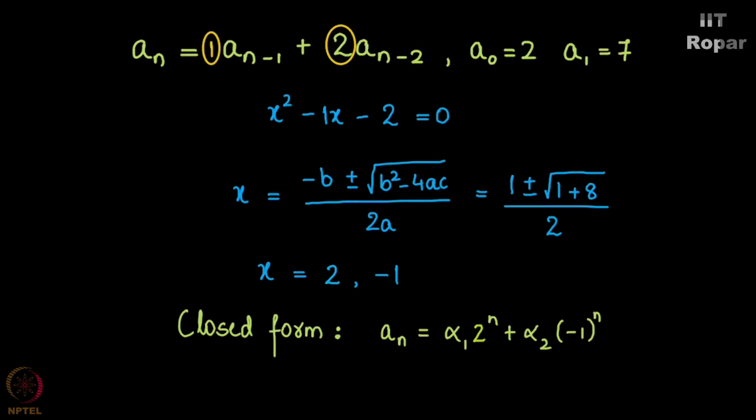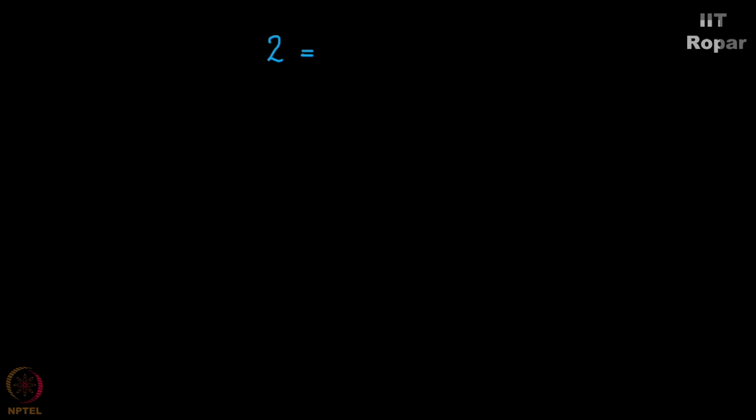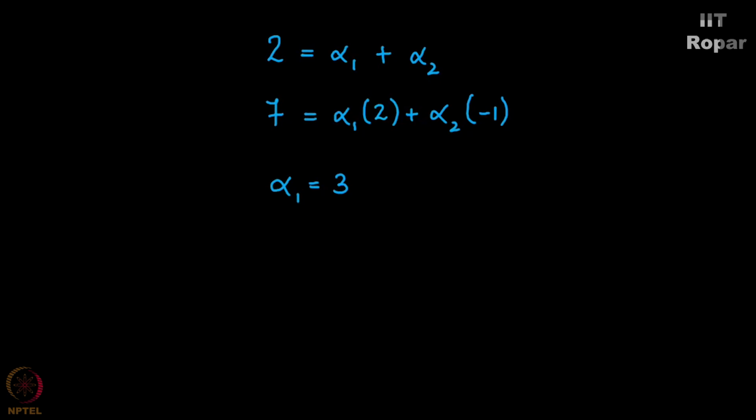Correct? Now, what are these alpha 1s doing here? What are those constants? Now look at this. We have a_0 equals 2 and a_1 equals 7. Plugging that in, you can find out what is alpha. How do we do that? a_0 is 2, and 2 will be equal to alpha 1 plus alpha 2 whenever you plug in n equals 0. Correct? 2 equals alpha 1 plus alpha 2. Similarly, a_1 is equal to 7, which is equal to alpha 1 times 2 plus alpha 2 times minus 1. So, solving this, you will get alpha 1 equals 3 and alpha 2 equals minus 1. So, you now know what is alpha 1 and alpha 2. Plug that in, you have the solution that you want.